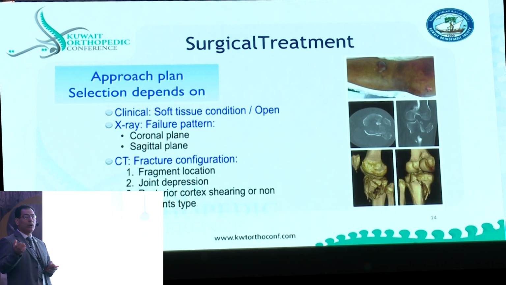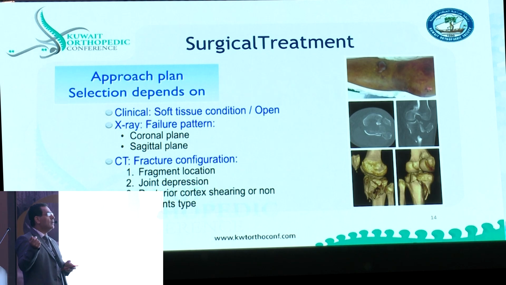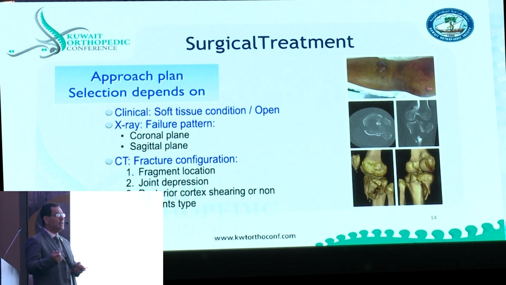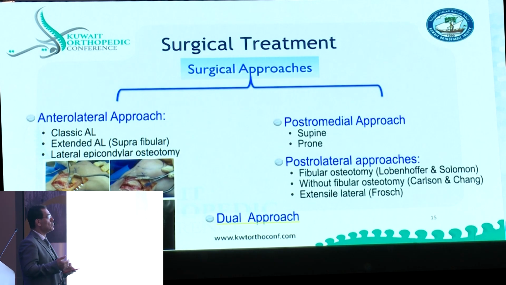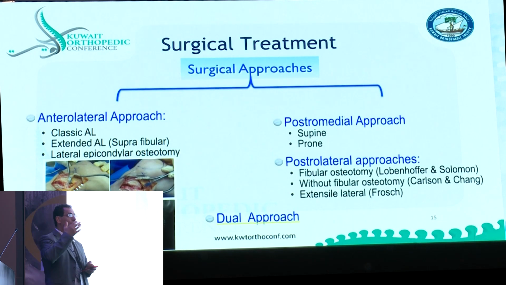How to select your approach? Soft tissue condition is very important. X-ray to detect fracture pattern, either coronal or sagittal plane. Then CT to assess fragment location, joint depression, containment of the posterior cortex, whether it is sheared or not sheared, and implant type. Our approaches: the most common approach used by most surgeons is the anterolateral approach.